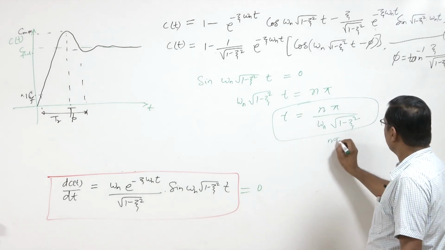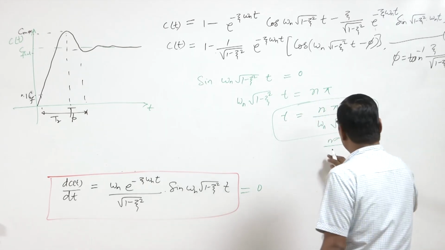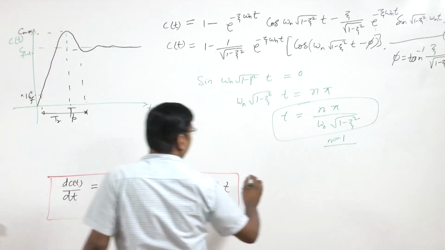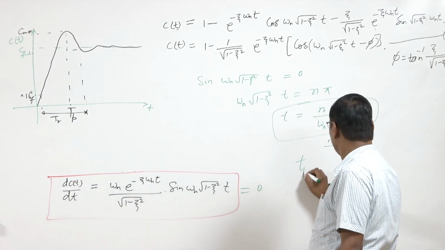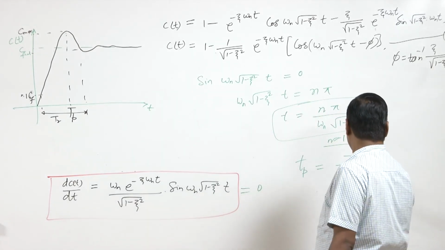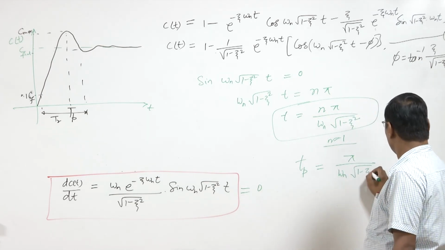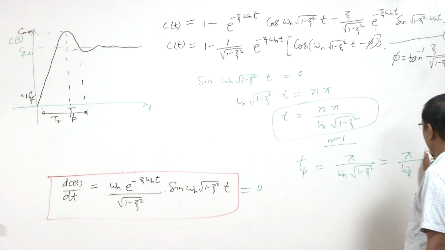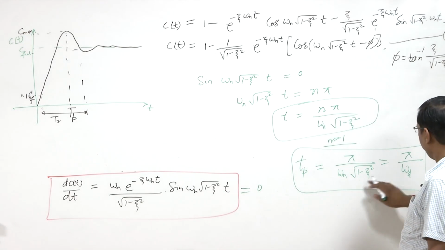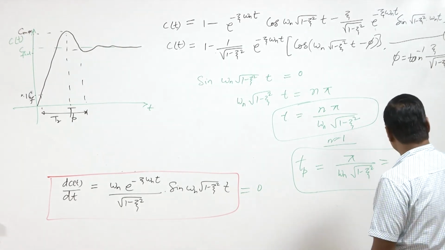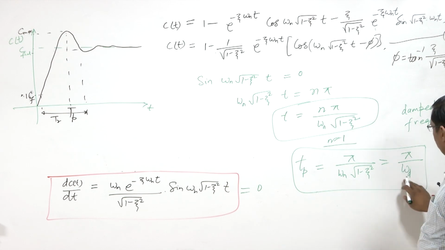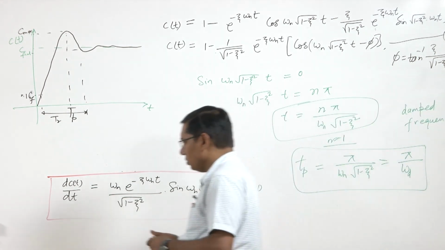Now for n equal to 1 we will get the first maxima, and therefore that t equal to Tp, and that is equal to pi upon omega n root 1 minus zeta square, and this we can also write pi upon omega d. So here peak time is equal to pi upon omega d. Omega d is called the damped frequency, and this is equal to omega n root 1 minus zeta square.